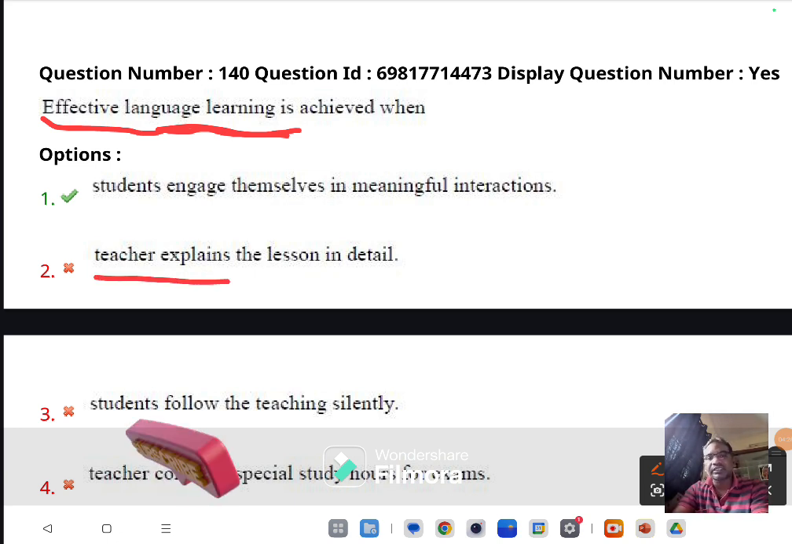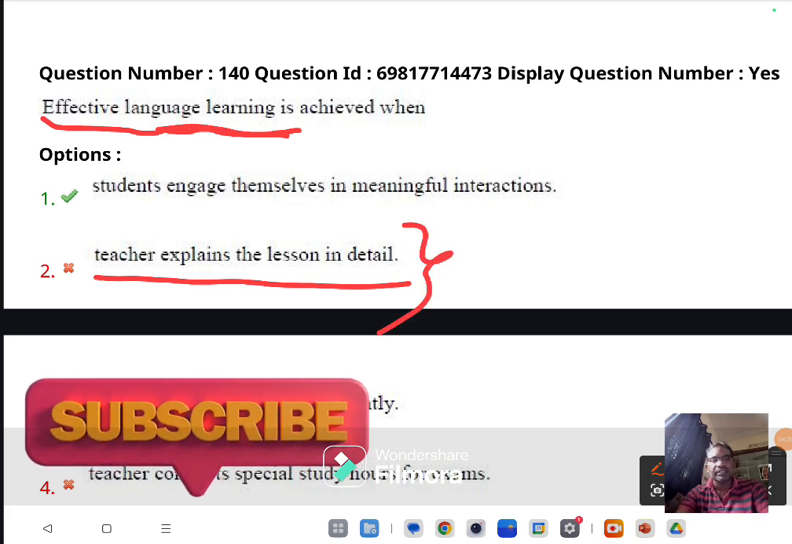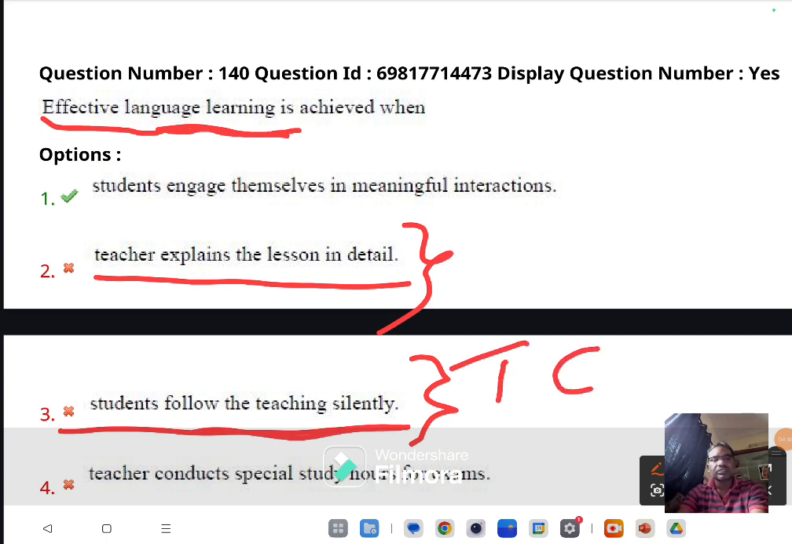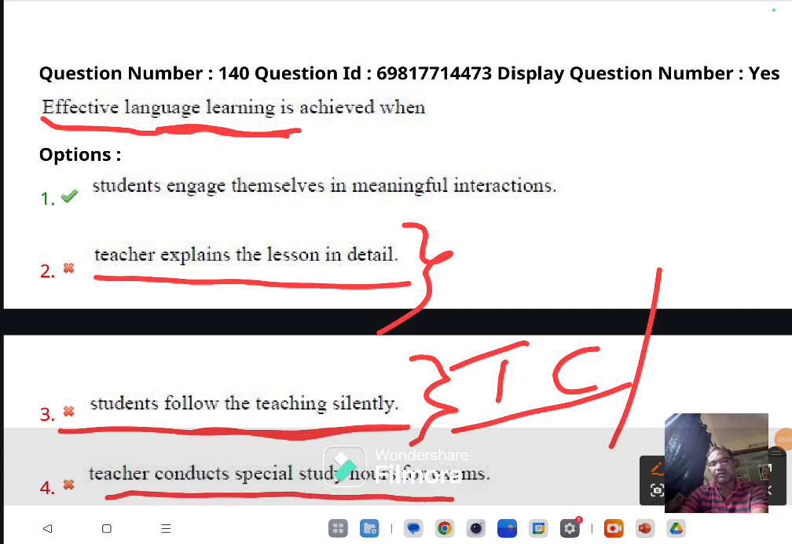Teacher explains the lesson in detail. Does effective learning happen? No. It will become a teacher-centered classroom, so it's not the right answer. Next, students follow the teaching silently. If the students listen carefully to the teacher, this is also a teacher-centered classroom, not a learner-centered classroom. So learning cannot happen. This is not mathematics or physics, where students listen carefully. The final one, teacher conducts special study hours for exams.